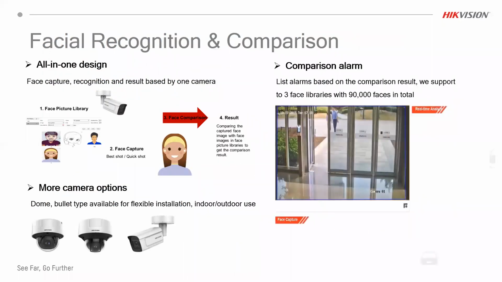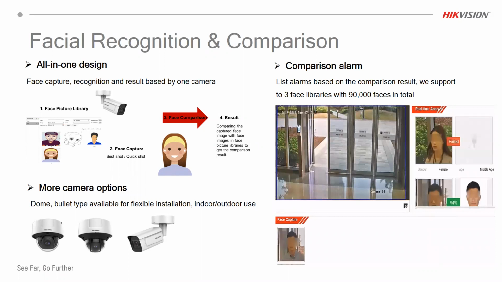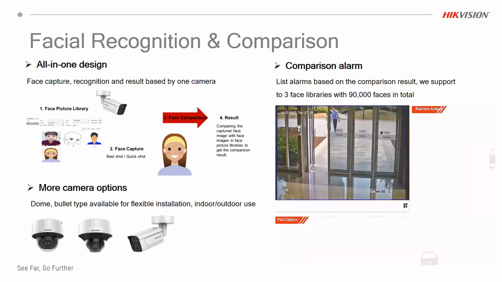Facial recognition and comparison. Here is where I'm going to now start to delve into our smart features, and in particular talk about what changes we've made in our recent Generation 2 series. So our range of facial recognition cameras are all-in-one edge-based solutions that allow for capture, recognition, comparison and result. By providing comparisons, we can generate alerts based on lists, such as a block list, a contractor list, or even a VIP list, with multiple libraries of up to 90,000 faces. Additional camera options have also been made available to match site aesthetics and also environment.